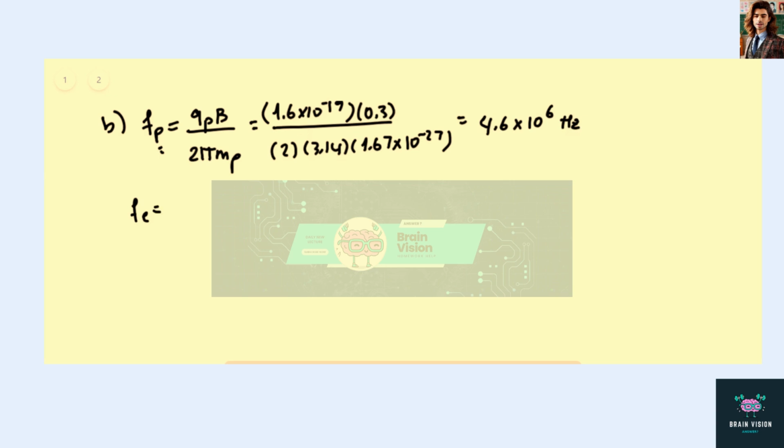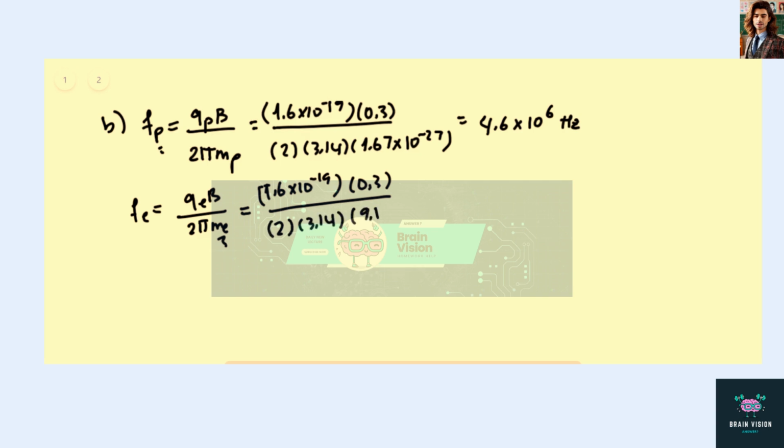If we did the same for an electron, qeB over 2 pi me, the only difference is that now we have the mass of an electron: 1.6 times 10 to the negative 19 times 0.3 divided by 2 times 3.14 times 9.11 times 10 to the power negative 31. This is going to give us 8.4 times 10 to the power 9 hertz.